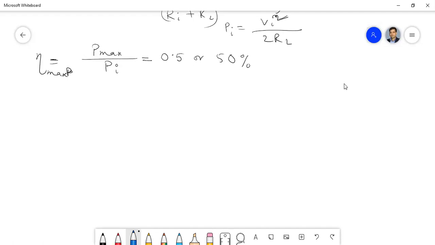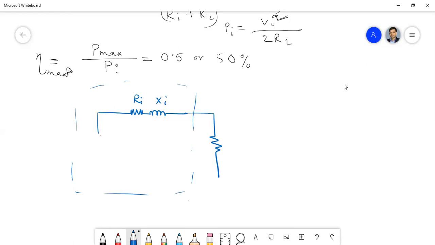Anyway, we have the proof for that as well, but that doesn't directly come from this theorem. That means what I'm asking, that suppose this internal thing has impedance, but the external one, this one, has only the resistance.